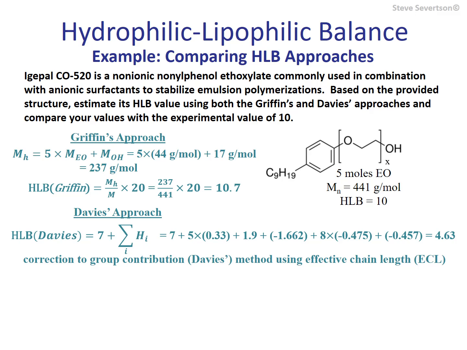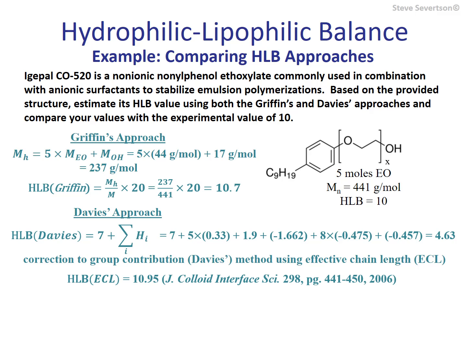Thus, shorter EO chains make a contribution that is considerably greater than that calculated using the group contribution parameters from the Davies approach. And here I'm showing an ECL value that I located in a journal article. It's from the Journal of Colloid and Interface Science from 2006, where they actually carried out the calculations to make this correction. And they get a value of 10.95, relatively close to the experimental value.